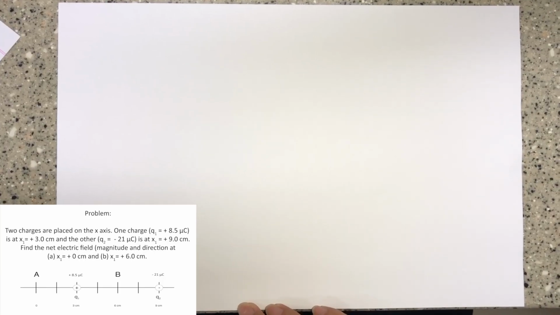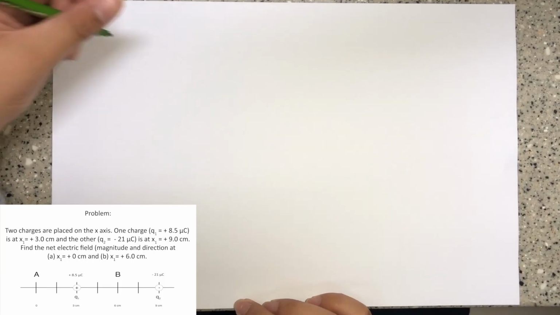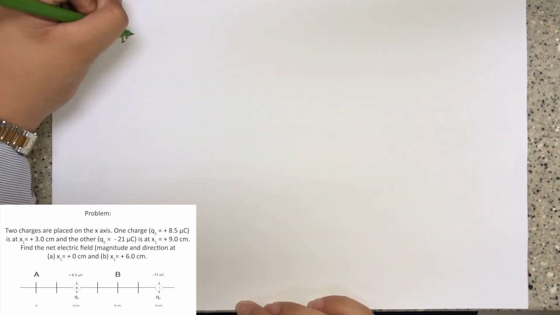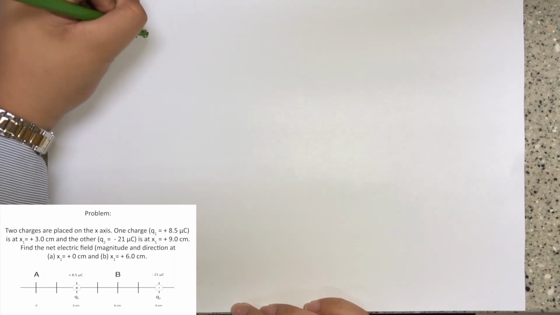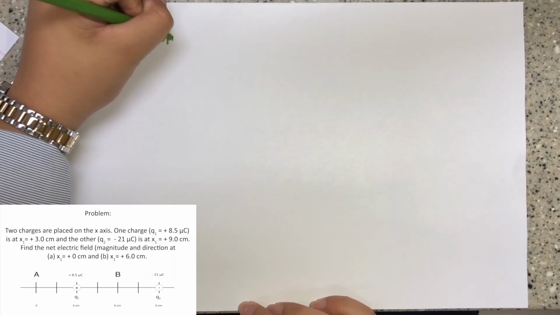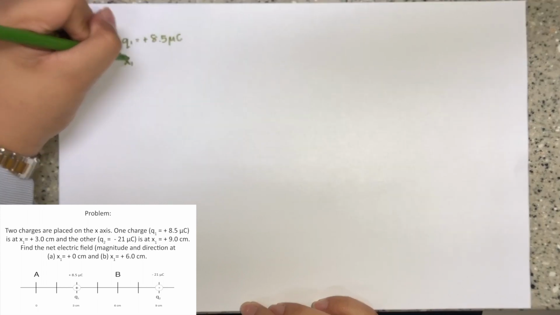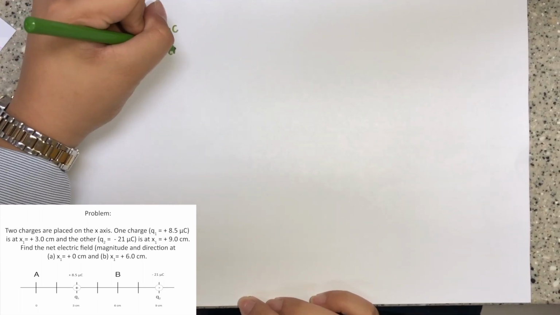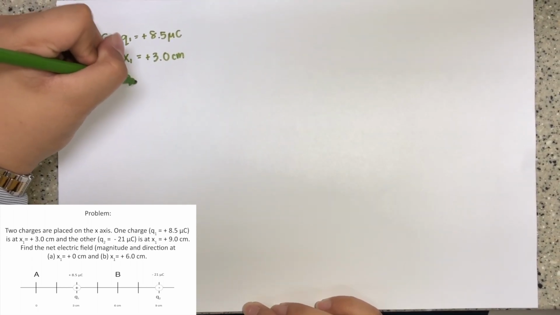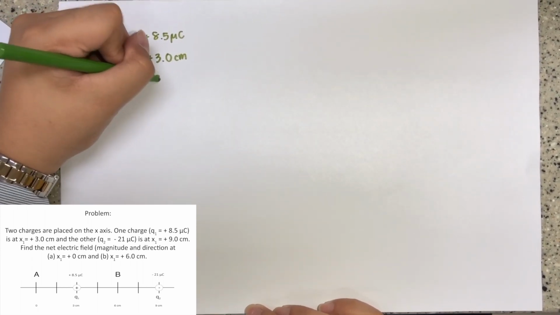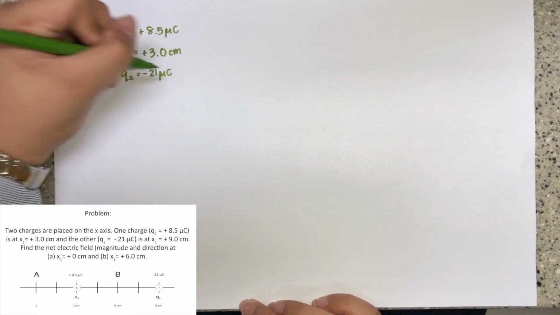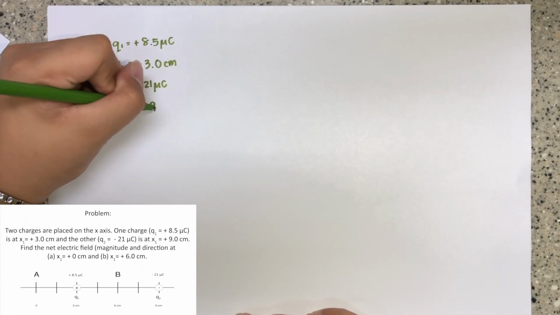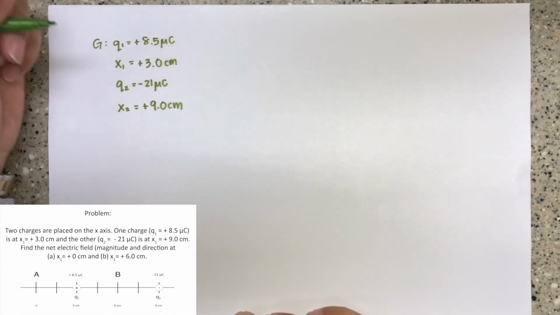So we're going to put the problem in the lower left side so you guys will be guided through this video. Now let's start with the given. I'm going to put the first charge, which is positive 8.5, and then its placement in centimeters, 3.0 cm, and then Q2, negative 21, and then its placement on the x-axis, which is positive 9.0 cm.